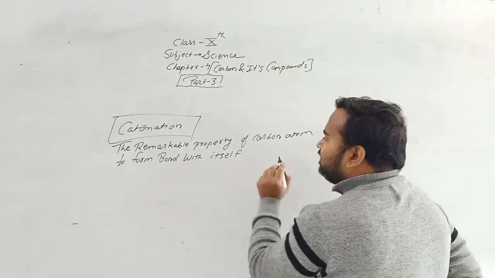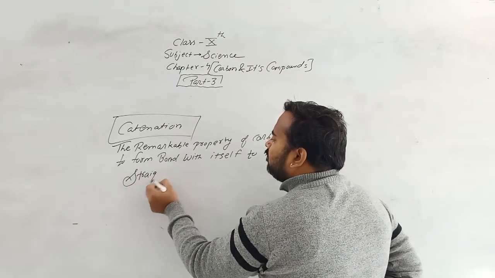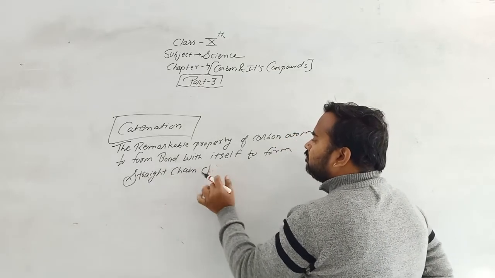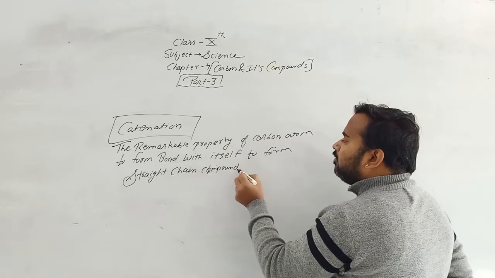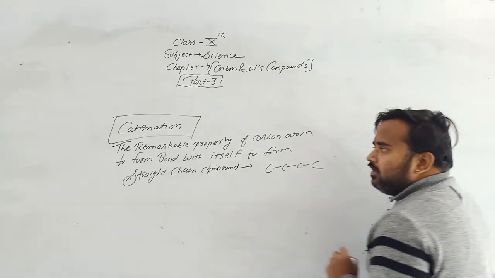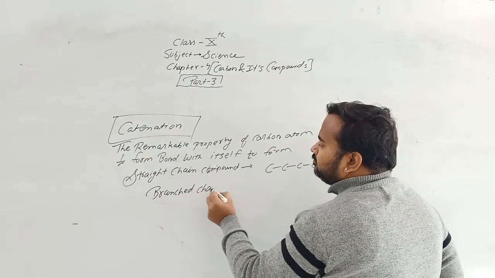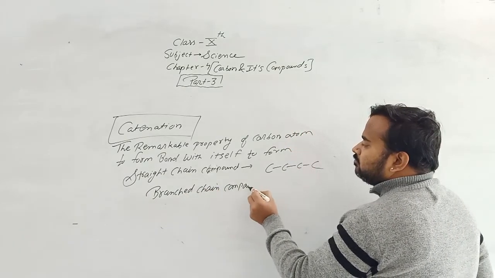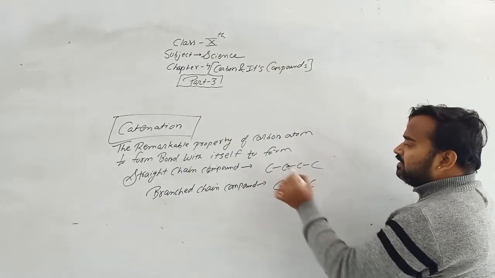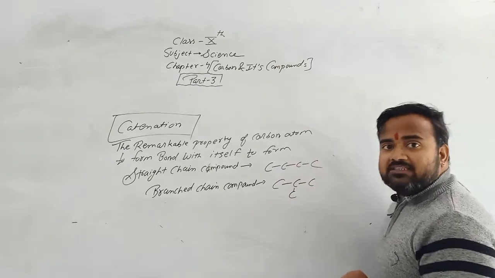So to form bond with itself, to form straight chain compound, like C-C-C-C. Or it can form branch chain compound. How to form branch chain compound? For example, if I draw this structure in form of the branch, one of the carbon atoms has been branched. This is known as branch chain compound.